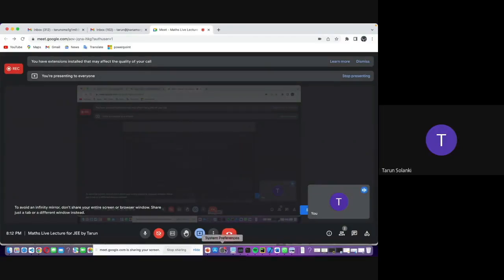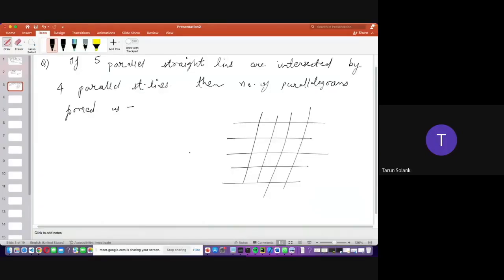Okay, so you need to write the number of parallelograms. So we already saw the formula is mC2 into nC2, so that is 5C2 into 4C2. So solving you will get 60.